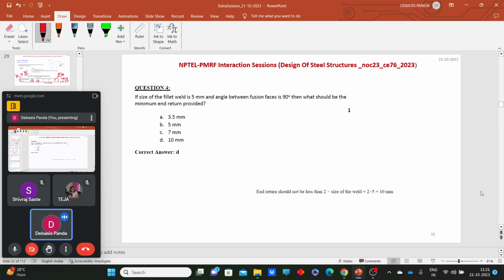Now, like this question, read the question. If the size of the fillet weld is 5 and the fusion angle is 90 degrees, what should be the minimum end return provided? Tell me. The size of the fillet weld is required, but the fusion angle is not required, because the question asks how much end return we should provide, and for each termination we need to provide an end return of 2 into s, only the size of the weld. That means 2 into 5, 10. 10 is enough. So read the question carefully, and see what outcome they want.